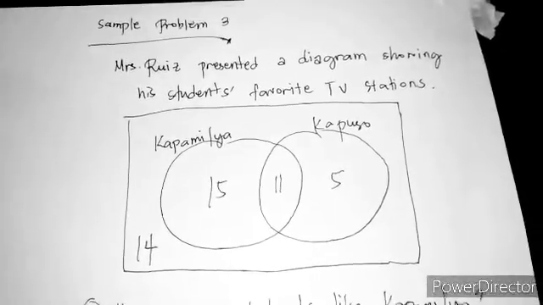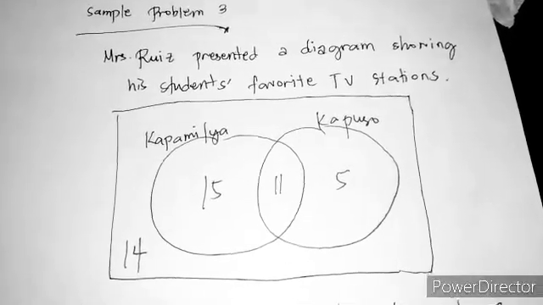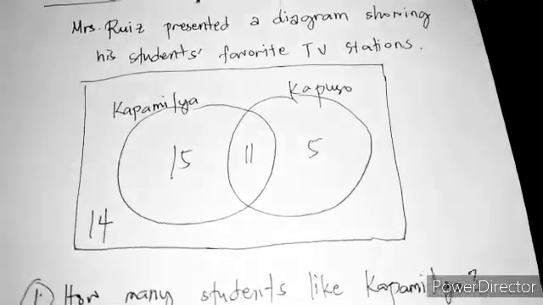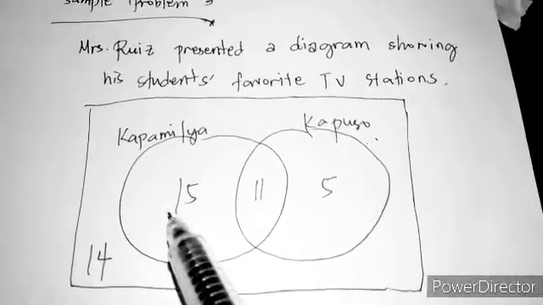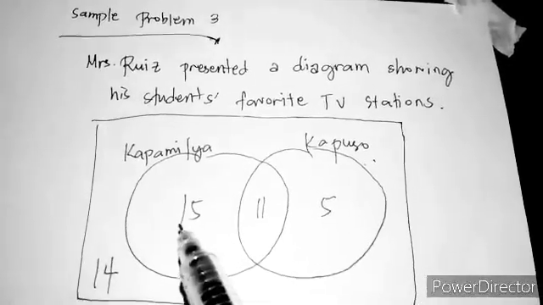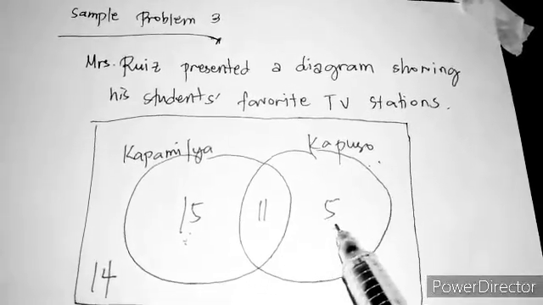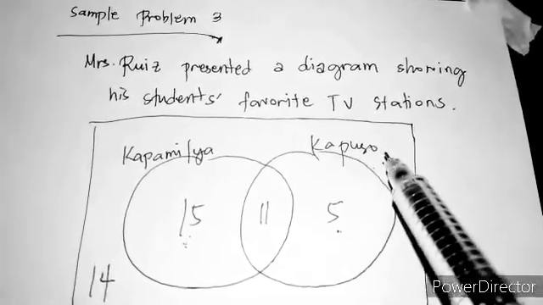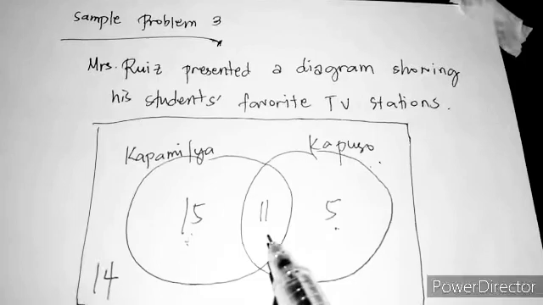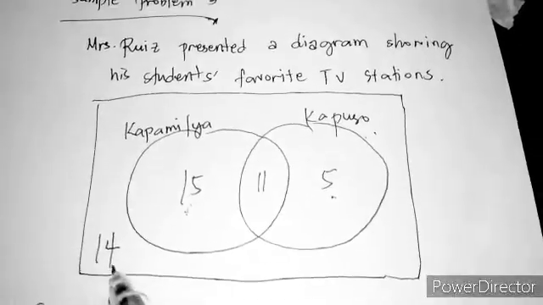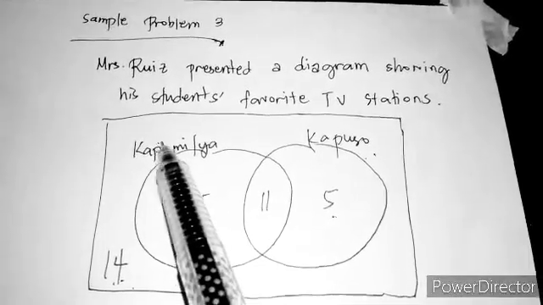For the last problem, Mrs. Ruiz presented a diagram showing her students' favorite TV stations. We have 2 TV stations here, Kapamilya and Kapuso. As you can see, we have 15 kids who like Kapamilya only. And then 5 kids who like Kapuso only. And then 11 students who like both Kapamilya and Kapuso. And 14, these are the students who don't like both Kapamilya and Kapuso.